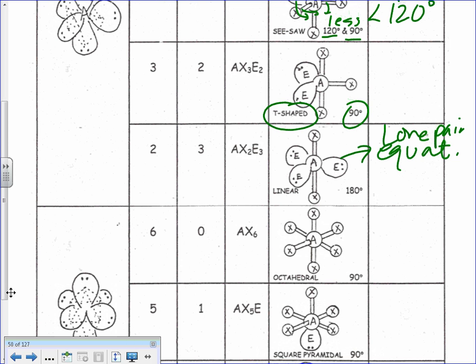And the two atoms are axial from each other. So 180 is what they describe as the atomic bond angle from the atoms of each other. Does this make sense so far as we're walking through it? It's memorization, but if you think about it, it's not memorization. It makes sense. Okay, last one, 6 electron domains, which I don't have built right now.